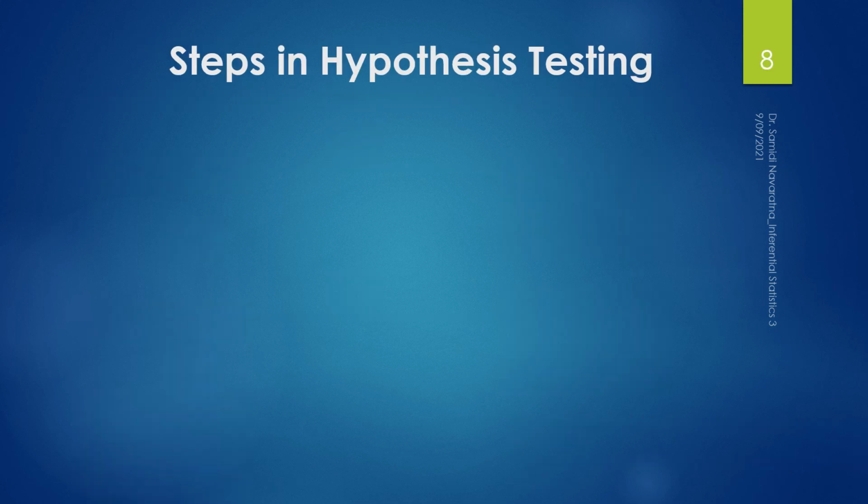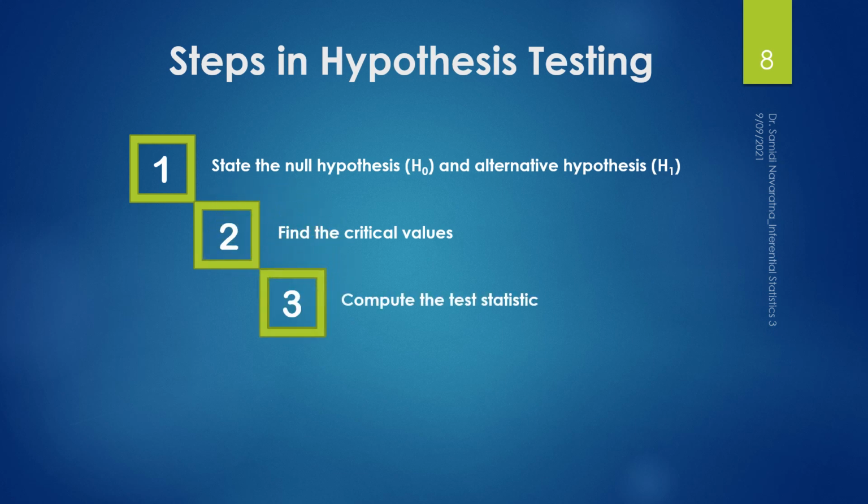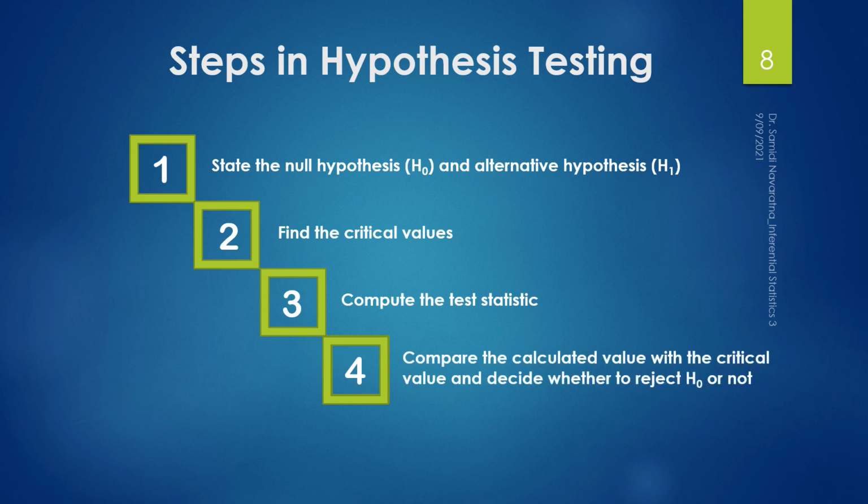Let's reiterate the steps we followed in hypothesis testing. First one is state the null hypothesis and alternative hypothesis. Second one, find the critical values. Third one, compute the test statistic. Fourth one, compare the calculated value with the critical value and decide whether to reject null hypothesis or not. And then finally, we summarize the results.